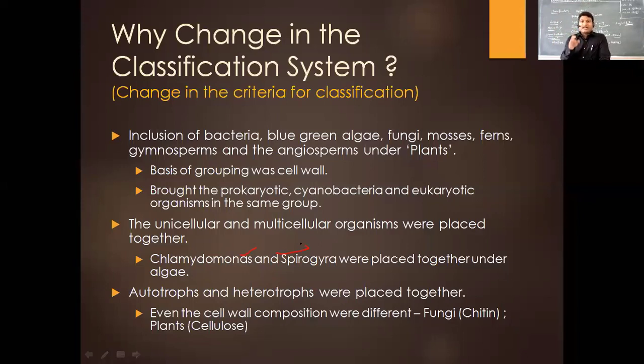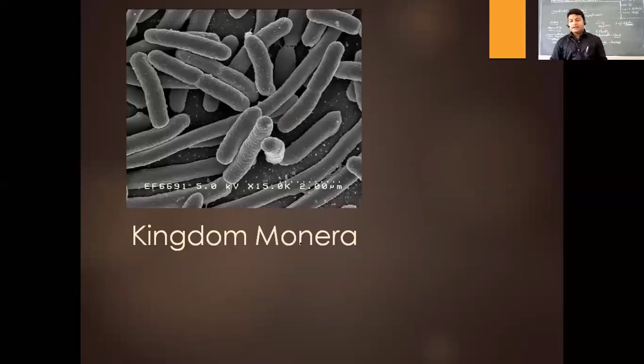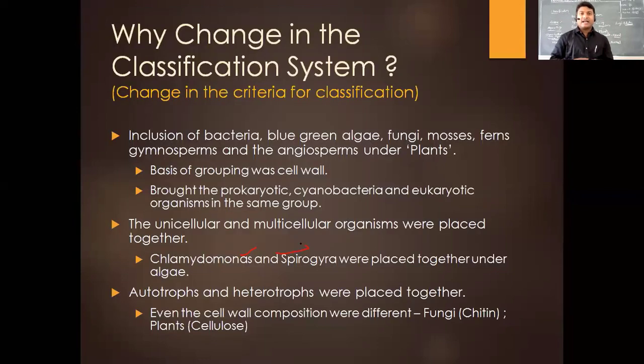Now the autotrophs and heterotrophs, which are two different modes of nutrition, were also placed together. Even the cellular composition was different for fungi and plants, but they were placed together. You know that in fungi the cell wall is made up of chitin, and in plants it is made up of cellulose. So these problems were there, and that is the reason why the classification system has to evolve over time.